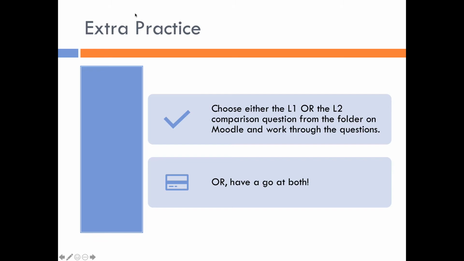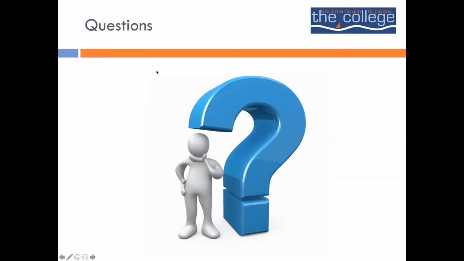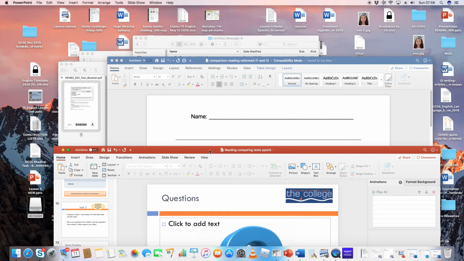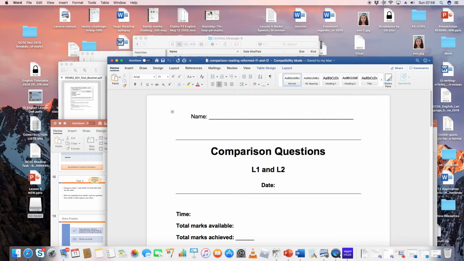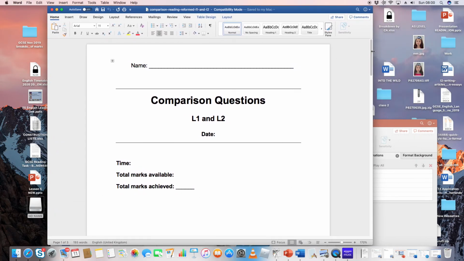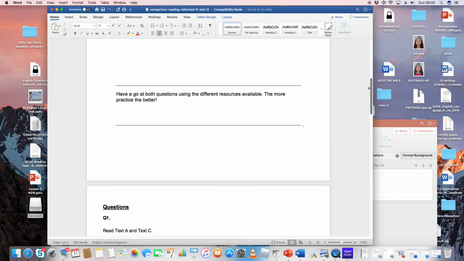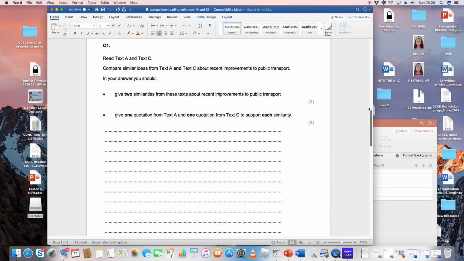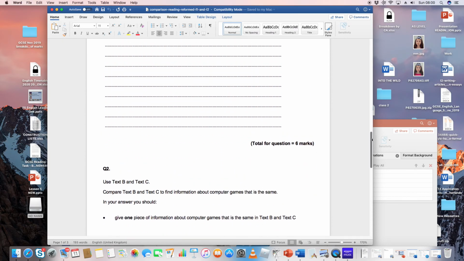What I want you to do now is look at some exam questions. Again, they're in the folder on Moodle. I'm actually going to get you to do both. If I show you what the articles are, you've got comparison questions here. There's one for level 1 and one for level 2, but I thought it would be useful for you to have a go at both. The level 2 one comes first, not quite sure why, and then the level 1.